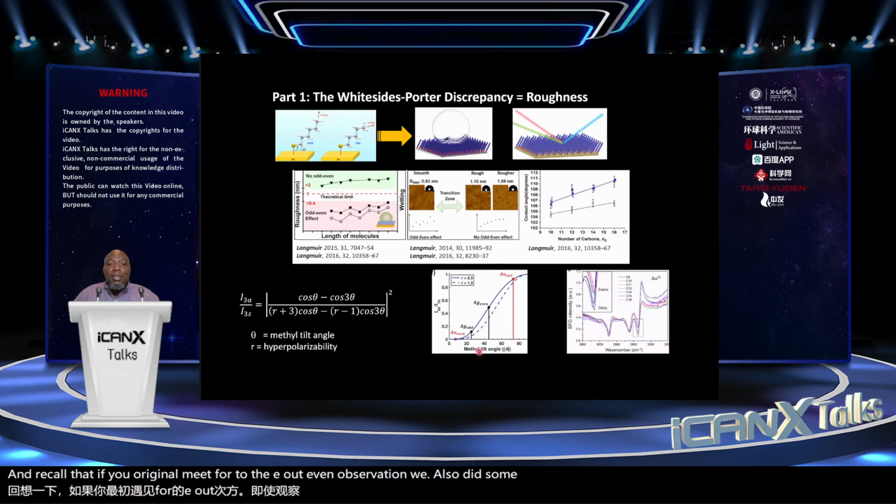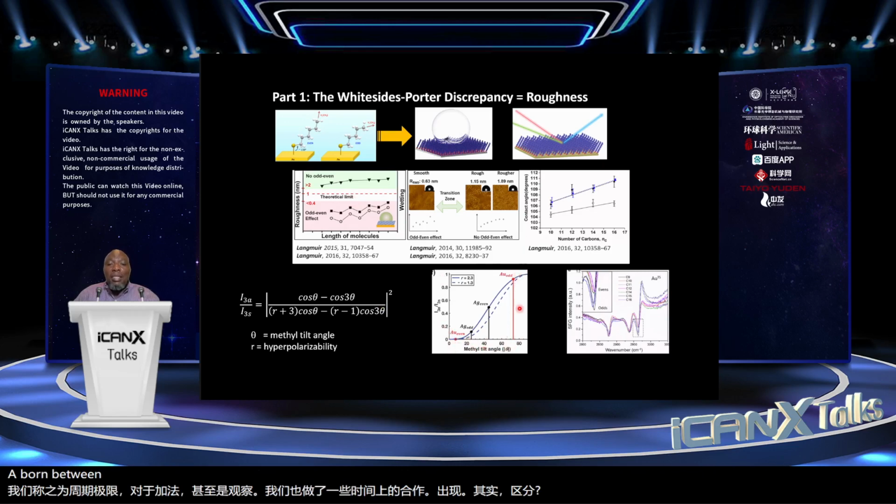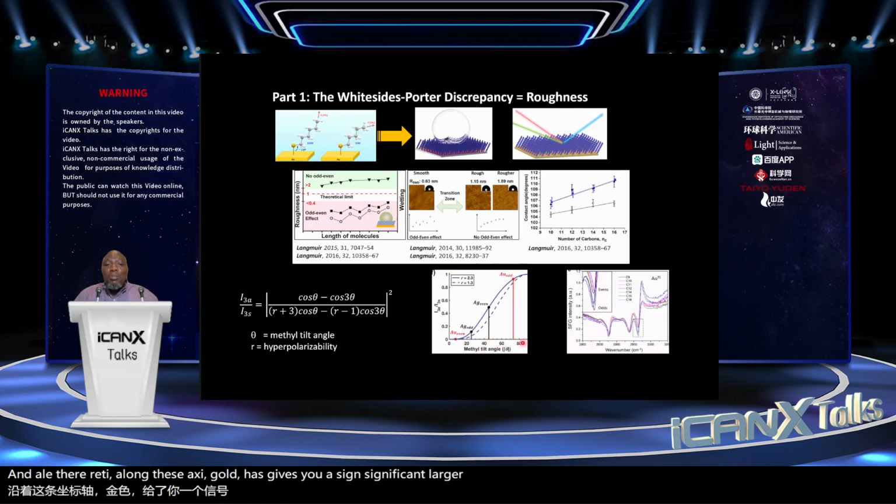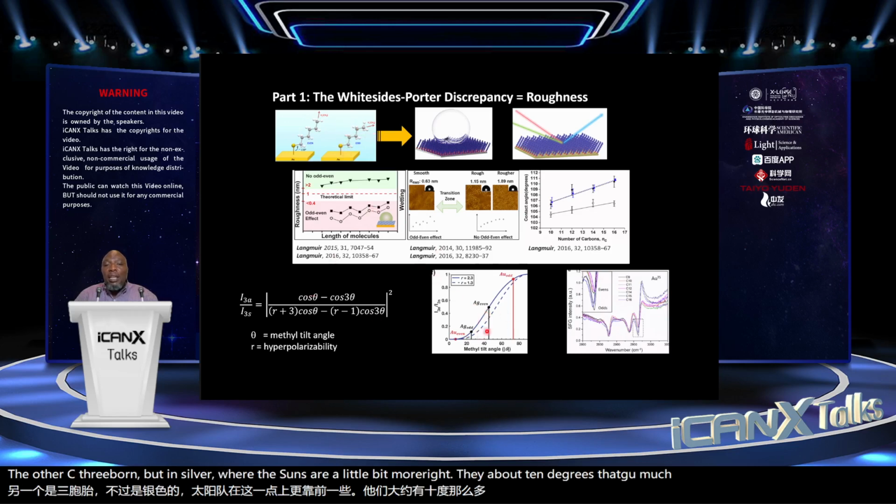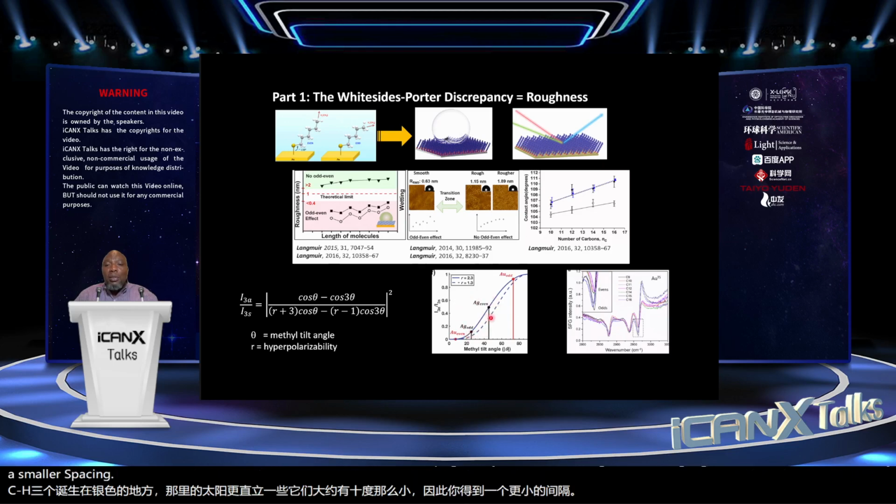We also did some theoretical work that allowed us to distinguish between substrates, whether we have gold or silver. Because of the cant angle, the orientation along this axis, gold gives you a significantly larger difference between the odd and the even, because this signal is dependent on the cosine of the angle at which the beam is meeting the CH3 bond. But in silver, where the chains are a little bit more upright, about 10 degrees, that angle is much smaller, and therefore you get a smaller spacing in the odd-even effect. And this is confirmed through wetting studies.